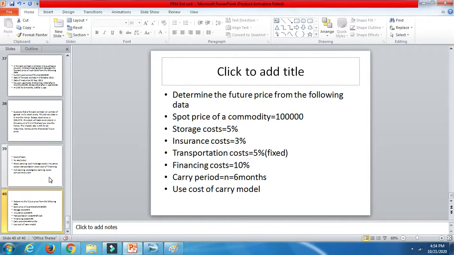Determine the future price from the following information. Spot price of a commodity is rupees 1 lakh. Storage cost is 5% per annum. Insurance cost is 3% per annum. Transportation cost is 5% fixed. Financing cost is 10%. The carrying period, that is time to expiration, is given as 6 months. Use the cost of carry model, he is saying. So let's do this problem using that formula.